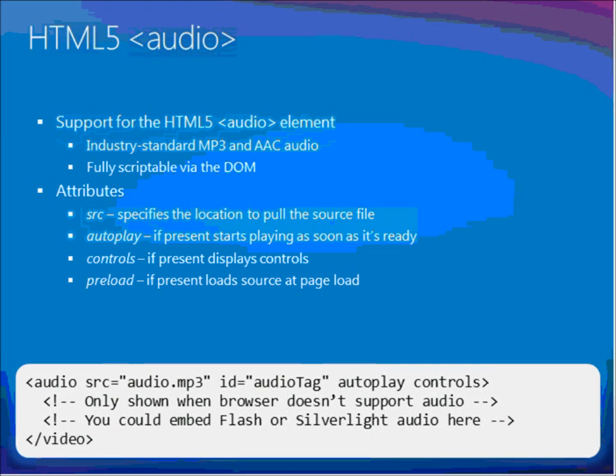The HTML5 audio tag supports the industry standard MP3 and AAC audio codecs. And again, it's fully scriptable through the DOM. I mentioned earlier the concept of Boolean attributes. If you have a look at the audio, source equals audio.mp3, ID audio tag, and then there's the autoplay and controls. By placing those attributes in the element, it means that they're set to true.